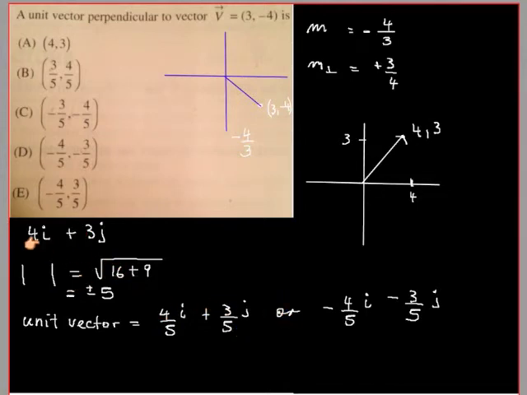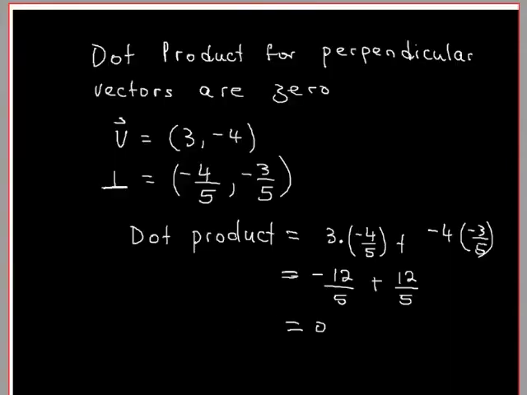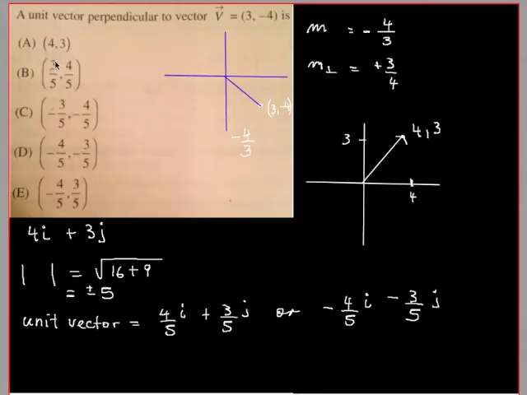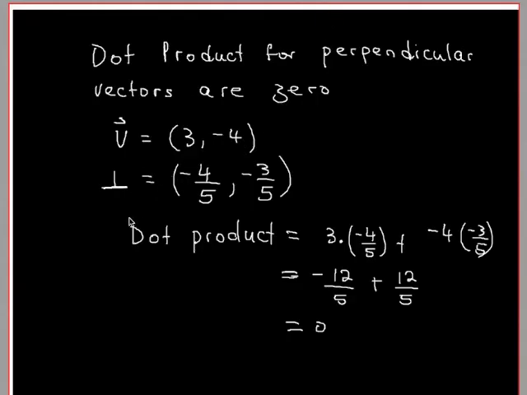Or it could be negative 4/5 i or negative 3/5 j. So one of these two are the unit vectors which is running perpendicular to the vector given here. And it looks like it should be D. Now the other way of looking at it is by trial and error. If you knew that the dot product for perpendicular vectors is 0, and your original vector given in the question was this, then you could plug in all of these vectors and perform each dot product and find which one will give you 0.